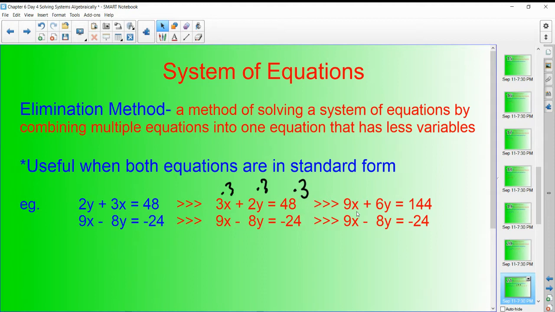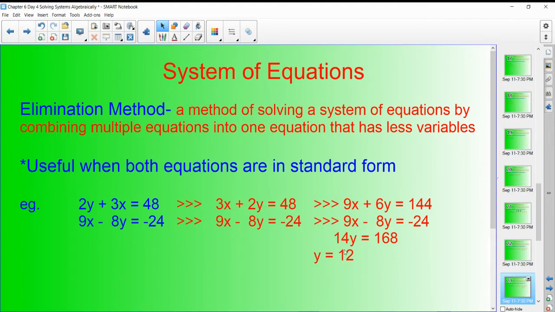So now I have to think. And some teachers like to teach it where they always get 9x and negative 9x. I like to give students the freedom, where if I see that they are the same term, I subtract down. So 9x minus 9x is 0. 6y minus negative 8y, and be careful if you got two negatives, so 6 minus negative 8 is 14y, and 144 minus negative 24 is 168. Now I'm solving for y first. I can do that. I can divide and get y equals 12.